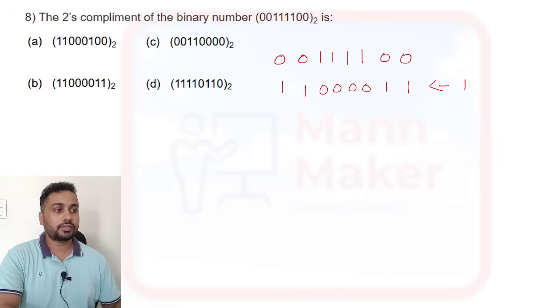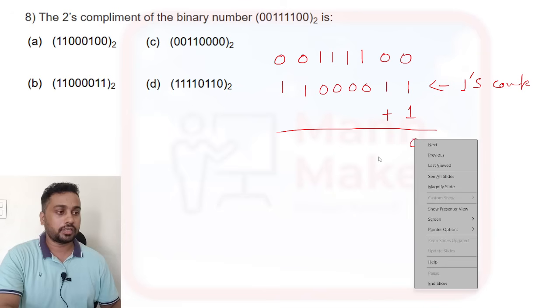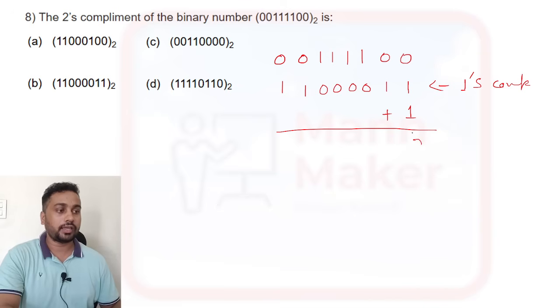This is the 1's complement. Now for 2's complement, we need to add 1. So 1 plus 1 is 10: this is 0 and 1 goes as carry. Again 1 plus 1 is 0 with carry. Then 1 with the carry, and the rest you need to write like this.